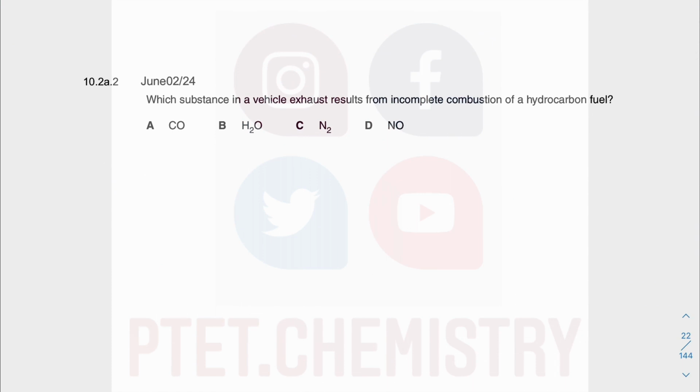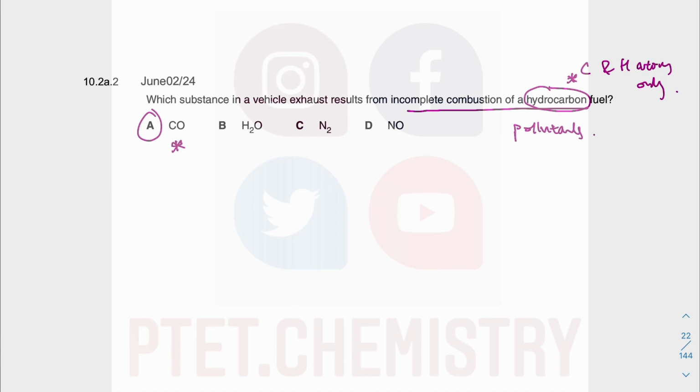Okay, so the next bit is about incomplete combustion of a hydrocarbon fuel. So we're talking about pollutants. Incomplete combustion of a hydrocarbon, you see, a compound containing carbon and hydrogen atoms only. Okay, so there has to be a CO, all right?